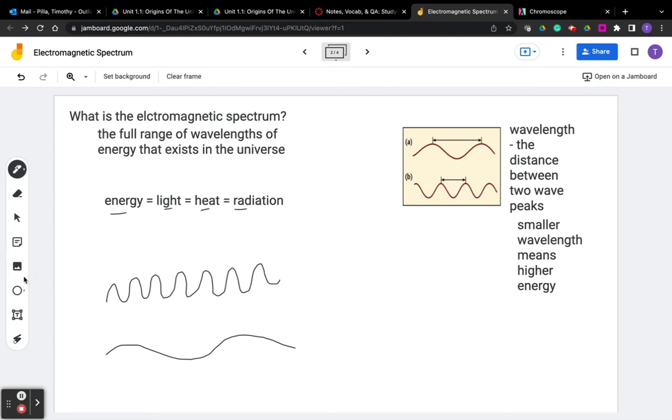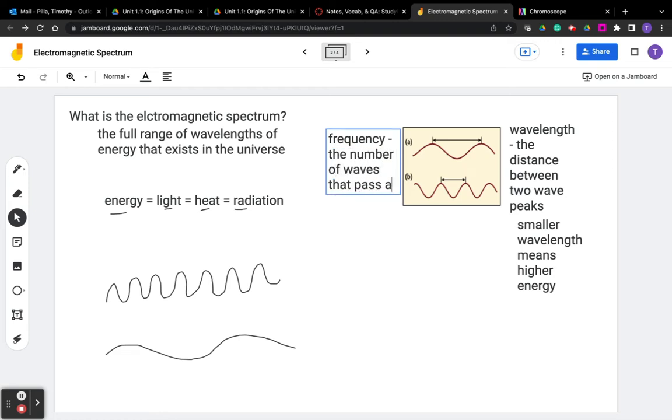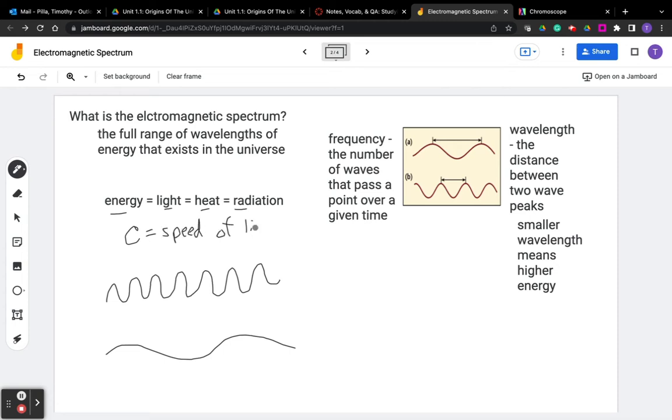Now there's also another term. There's something called frequency. Frequency, if you just think about the word, that means the number of waves that pass a point over a given time. But something crazy about energy and about light and heat is that it all goes the same speed. We call it c. It's the speed of light. Obviously, right? Light goes the speed of light. So that means energy goes the speed of light. Heat, everything.